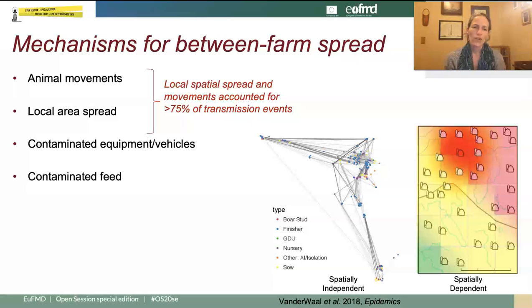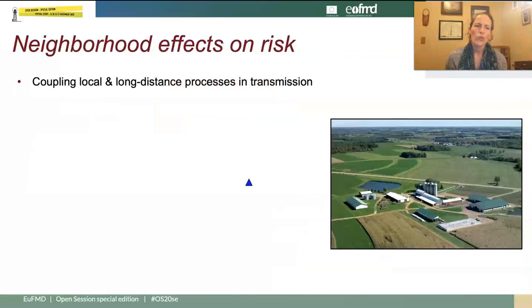So we can primarily think about risk in terms of spatially independent processes related to animal movements, as well as spatially dependent processes related to spatial proximity between farms. So we want to develop an approach that would allow us to develop machine learning models based on a neighborhood-based approach. And this would allow us to couple local and long-distance processes in transmission.